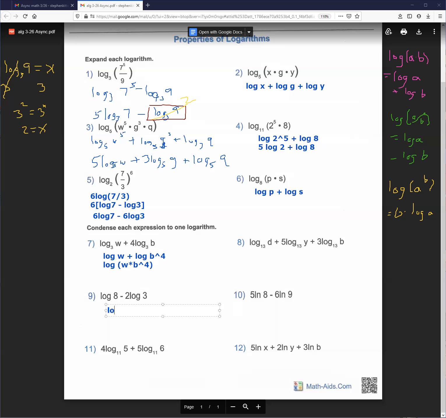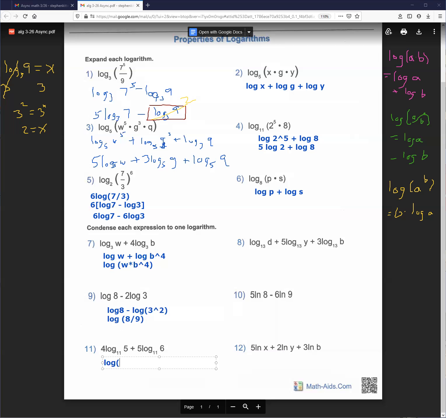We'll do the same exact thing with number 9. We'll bring the 3 in as 3 to the second, which is 9. So let's just write 9 from now on. But now we've got a subtraction, which means it's like having a quotient on the inside. So it's log of 8/9.